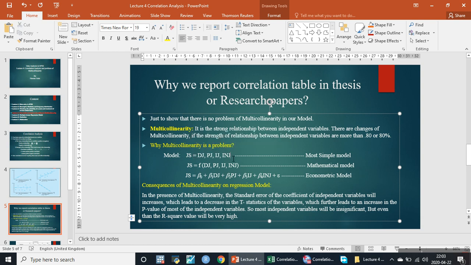These are the 4 independent variables: distributive justice, procedural justice, informational justice and interactive justice. We say that if there is justice in the organization, people will be satisfied in their job satisfaction. So multicollinearity says that there should be no strong relationship between these variables. These are the independent variables, this is the dependent variable. There should be no strong relationship between these two variables.